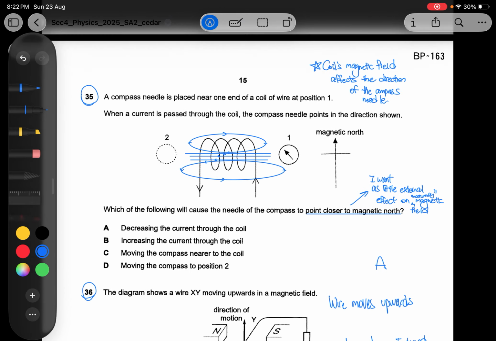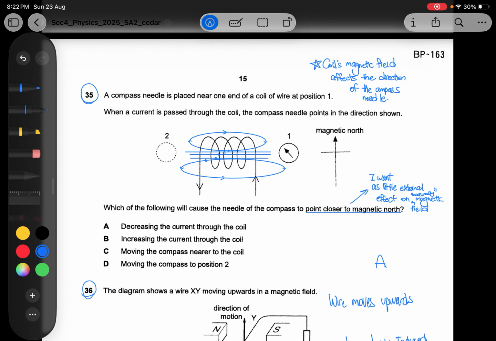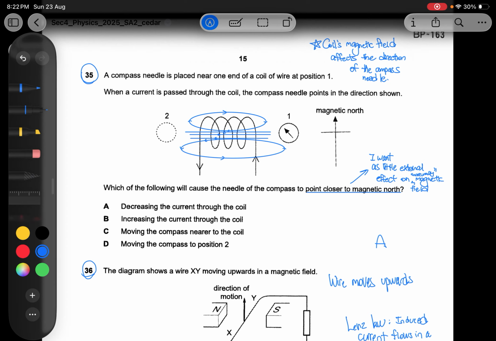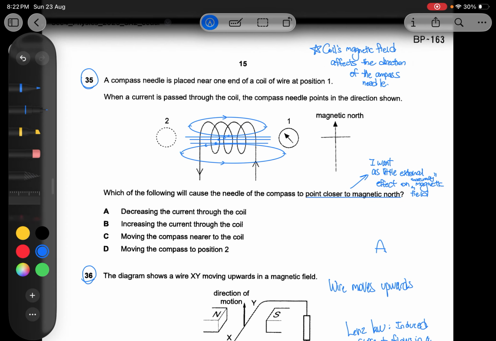Okay, next one, 35. So what is the main thing for 35? 35 is, which of the following will cause the needle of the compass to point closer to the magnetic north? You already know that the compass over here points directly to the north automatically. So what is the goal of this experiment? The goal of this experiment, if I want to point it as close as possible to the magnetic north, means I want no additional magnetic fields affecting the natural pointing of the compass.